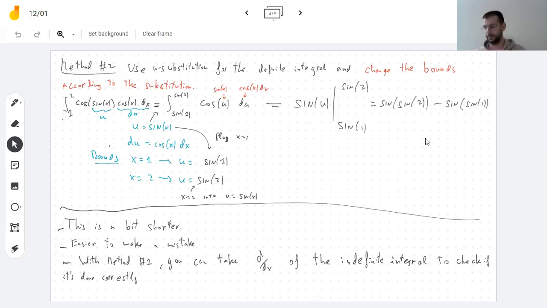I mean, what you do is up to you. It's not that they're very different anyway. But this is what it is. Any questions? Sometimes you get to do two substitutions, and then I guess method number two gets shorter and shorter, but also the number of mistakes gets bigger and bigger.